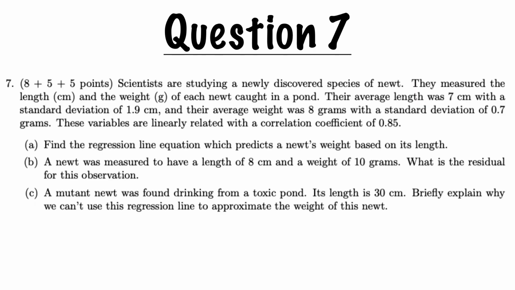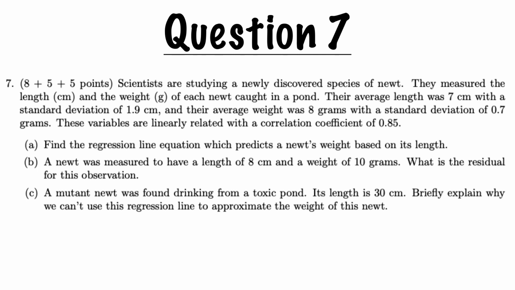Question 7. Scientists are studying a newly discovered species of newt. They measured the length in centimeters and weight in grams of each newt caught in a pond. Their average length was 7 centimeters with a standard deviation of 1.9 centimeters, and their average weight was 8 grams with a standard deviation of 0.7 grams. These variables are linearly related with a correlation coefficient of 0.85.